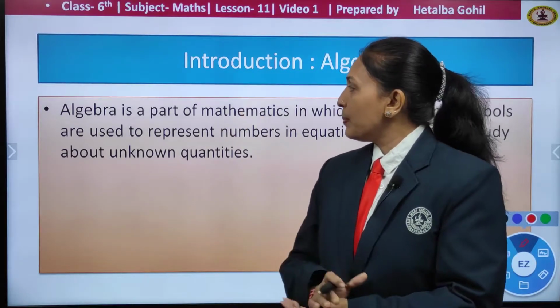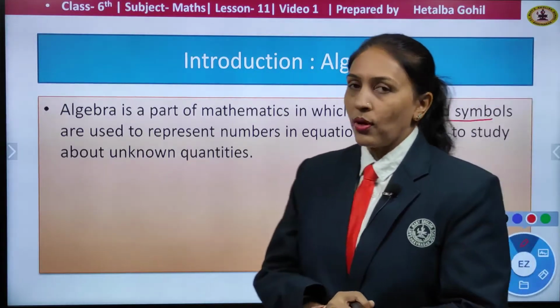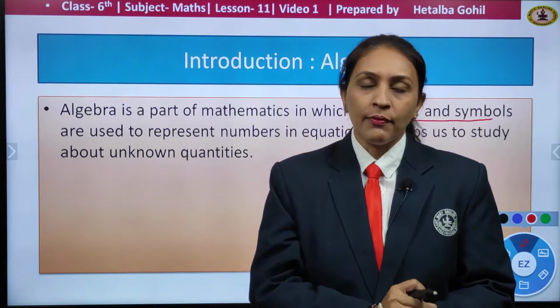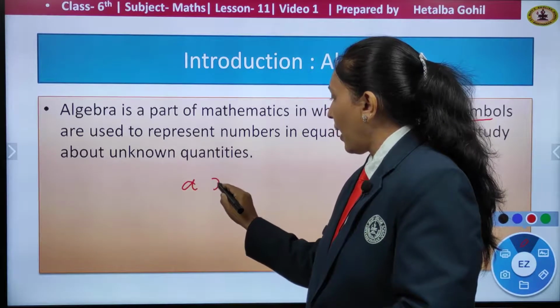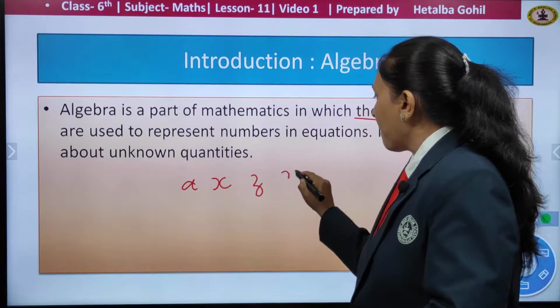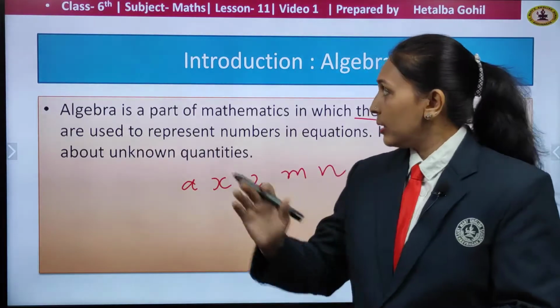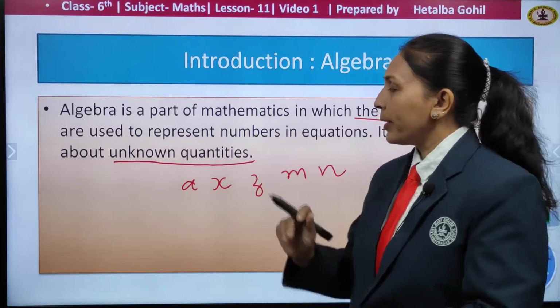Now, in algebra, basically we use letters and symbols. Letters in the sense of alphabets, the small alphabets A to Z, any. You can use A, X, Z, M, N. Any alphabet we use here in algebra to find out unknown quantities.